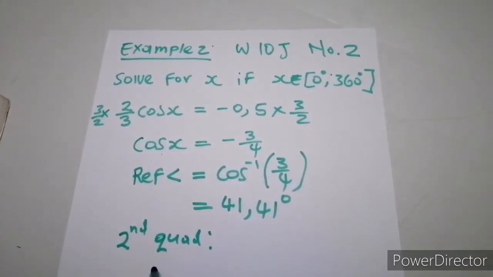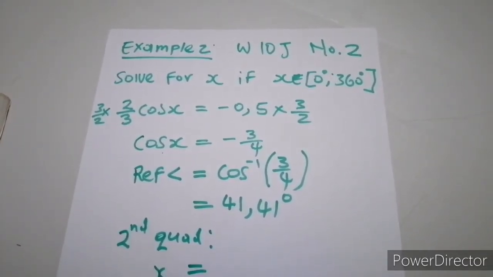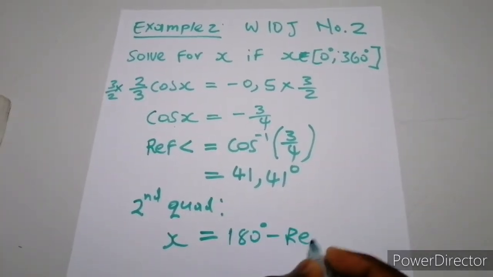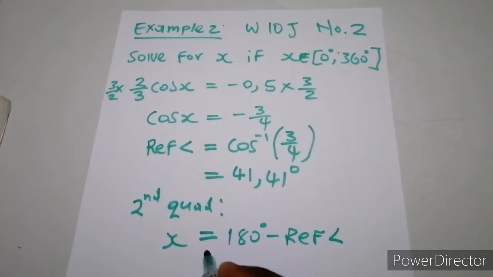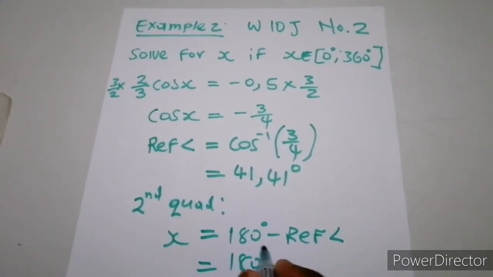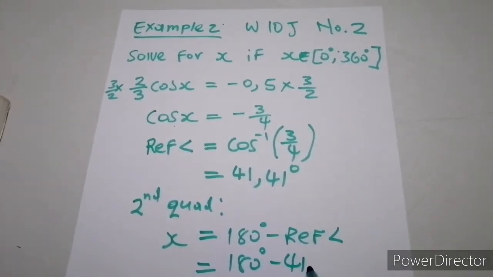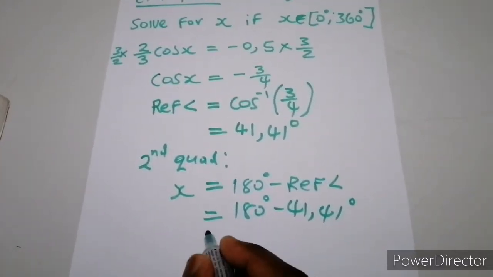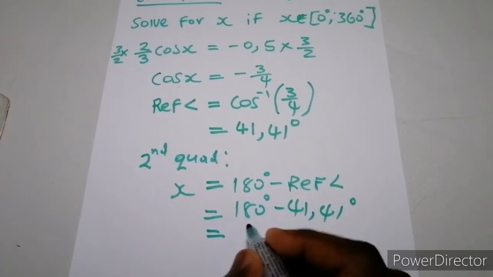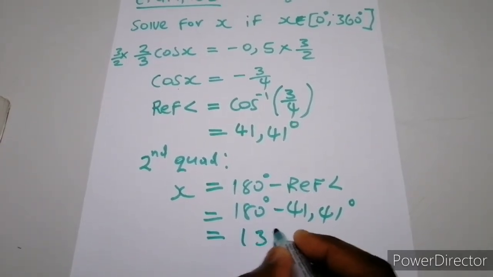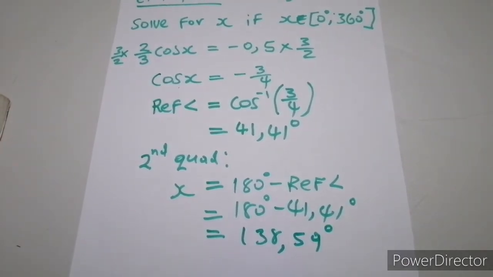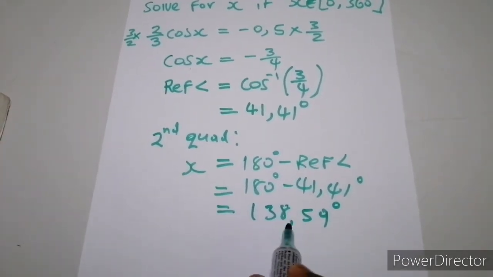Right, that angle now is equal to 180 minus reference angle, which is 180 minus 41,41 degrees. The answer is 138,59 degrees. That is the angle in the second quadrant.